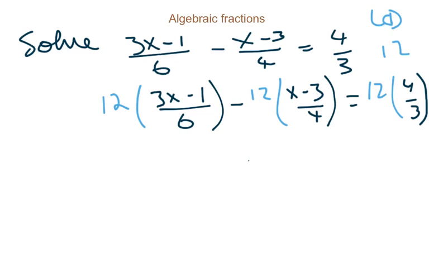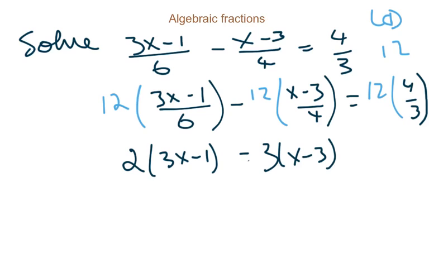You will notice that 12 divided by 6 is 2, so I can rewrite this as 2 times (3x minus 1). You will notice that 12 divided by 4 is equal to 3, so I can write this as minus 3 times (x minus 3). And you will notice finally that 12 divided by 3 is 4, so I can write 4 is equal to 4 times 4. Okay, so now I can just multiply this out.